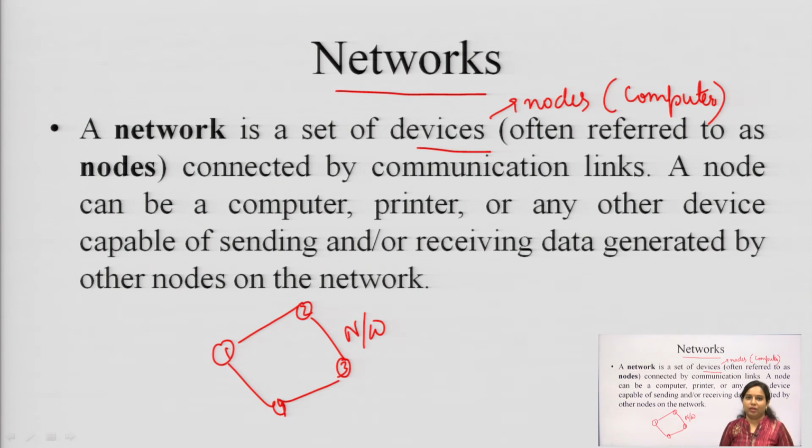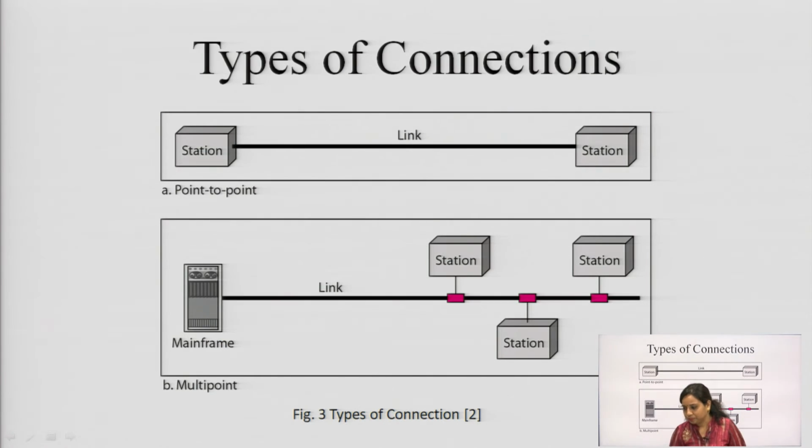Maybe a printer will act as a node. So, this is an example: a printer or any other device capable of sending or receiving the data generated by the other nodes on the network. So, this is an introduction of network.